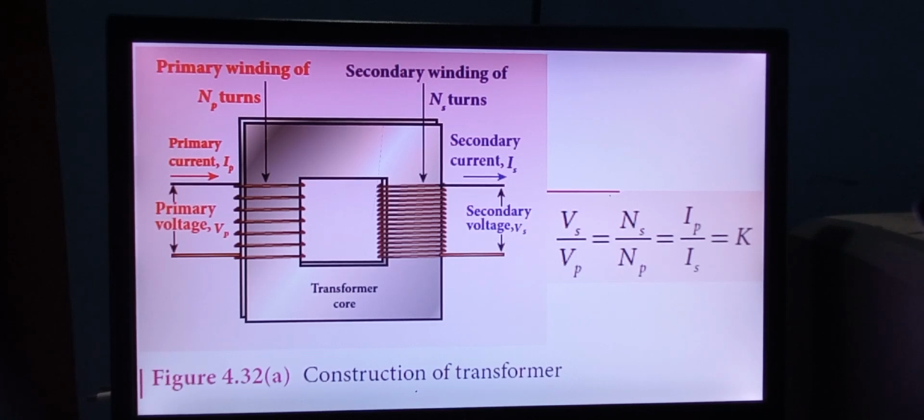Next, transformer. So construction of a transformer. Primary voltage, secondary voltage, primary current, secondary current, the number of turns in the primary and the number of turns in the secondary. The formula will be Vs by Vp equal to Ns by Np equal to Ip by Is equal to K, that is the transformer ratio. The formula will be very, very important.